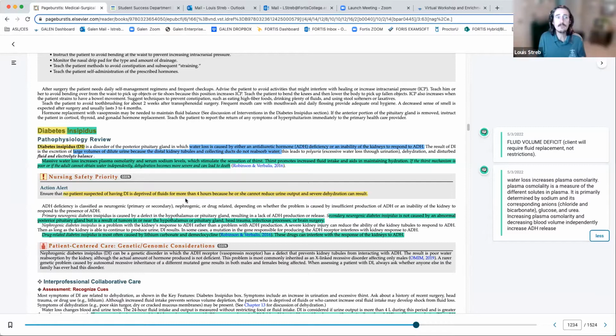So what do you think we're going to worry about? What are our primary interventions? What are we talking about with these patients? These patients are in fluid volume deficit. So, action alert: ensure that no patient suspected of DI is deprived of fluids for more than 4 hours, because it can result in acute kidney injury. That's why all of these things are related. So think about Cushing, think about your safety boxes. This is where nurses have to think.